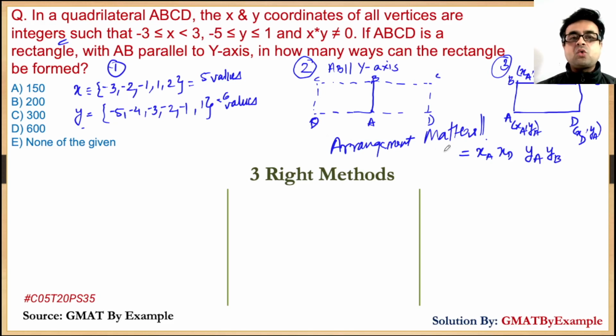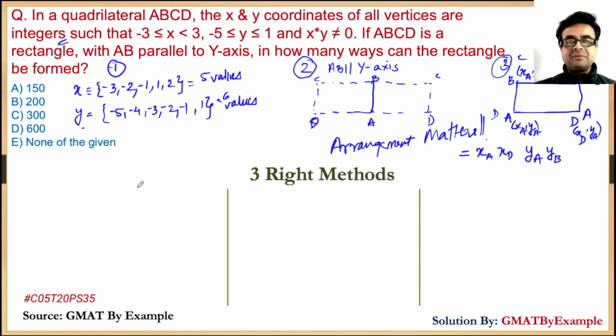And since the coordinates are important, if my A were somewhere here instead of here, A, B, C, D, this rectangle would be different than the rectangle that I have drawn, even though it is the same shape and has the same coordinates of the vertices, because the rectangle would look flipped. That is why arrangement again matters. So let's jump into the right method to solve these questions.